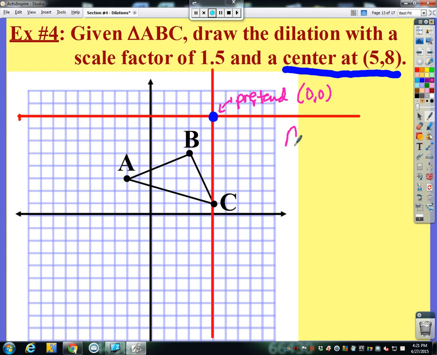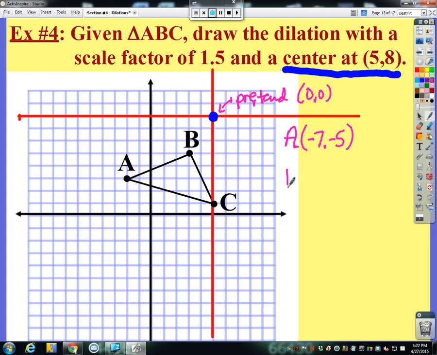Okay? So let's see. A, pretending this is (0, 0), would be 1, 2, 3, 4, 5, 6, 7, negative 7, comma, 1, 2, 3, 4, 5, negative 5. Now, is point A really the point (-7, -5)? No, it's really (-2, 3). But using our pretend origin, it's really (-7, -5). And again, we're doing this so that we can just multiply our x and y by our 1.5.